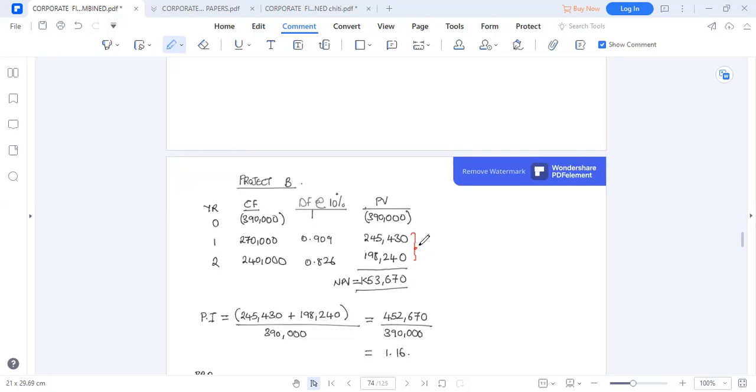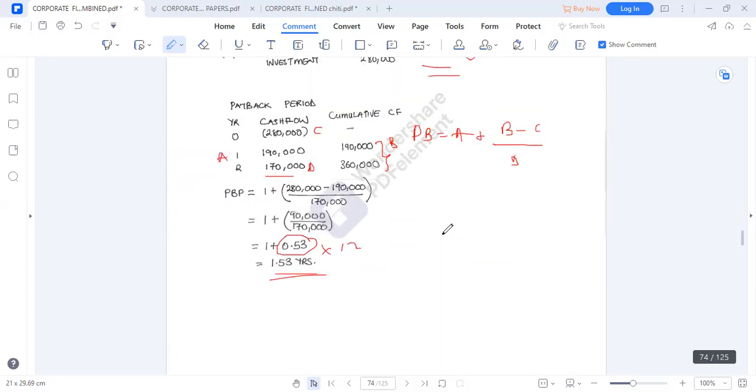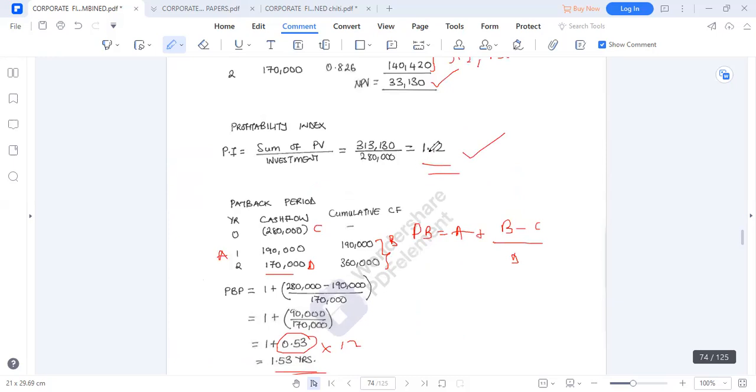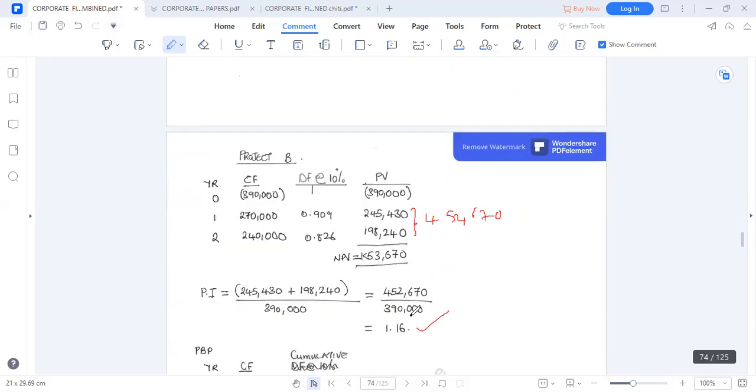Then we divide this, which is 452,670, by the initial cash outflow. So here we divide this in there. We're going to get 1.16. So comparing, this is 1.12, this is 1.16, we're better off at B already.